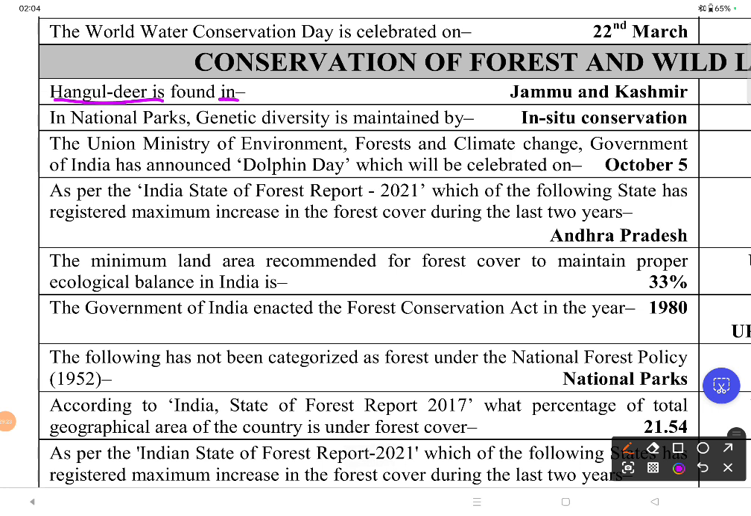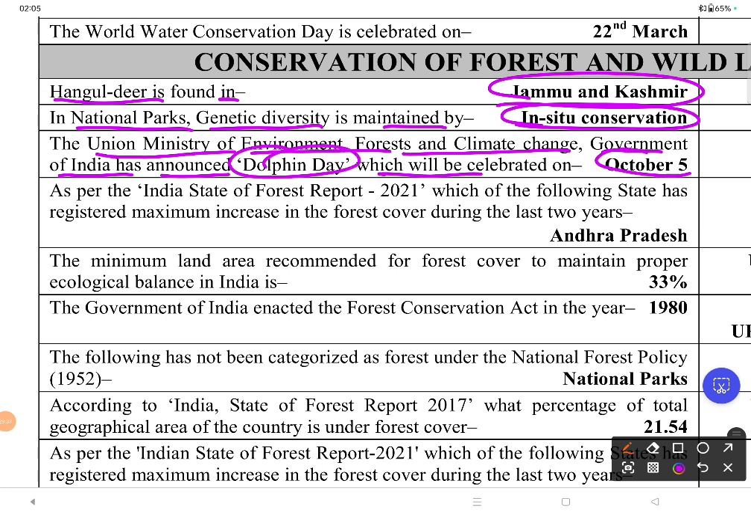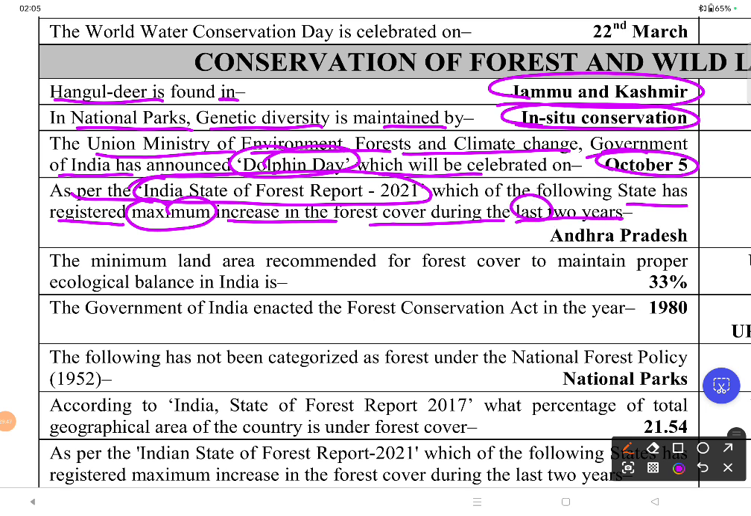Hangul deer is found in Jammu and Kashmir. In national parks, genetic diversity is maintained by in situ conservation. Union Ministry of Environment, Forest and Climate Change, Government of India has announced Dolphin Day, which will be celebrated on October 5. As per the India State of Forest Report 2021, which of the following states has registered maximum increase in the forest cover during the last 2 years?